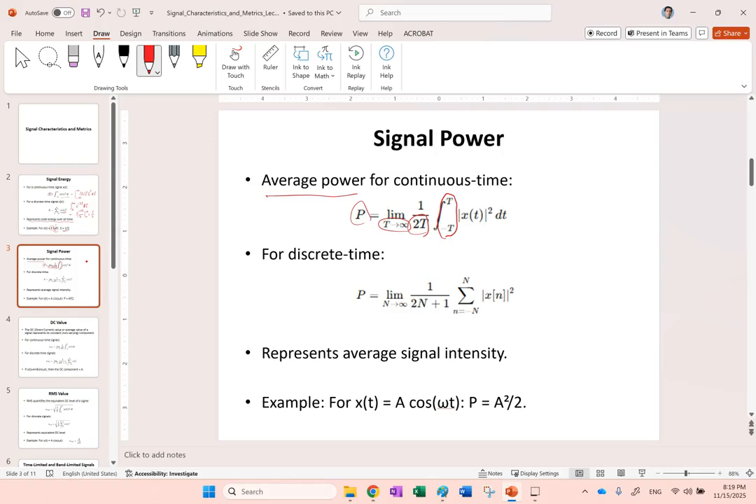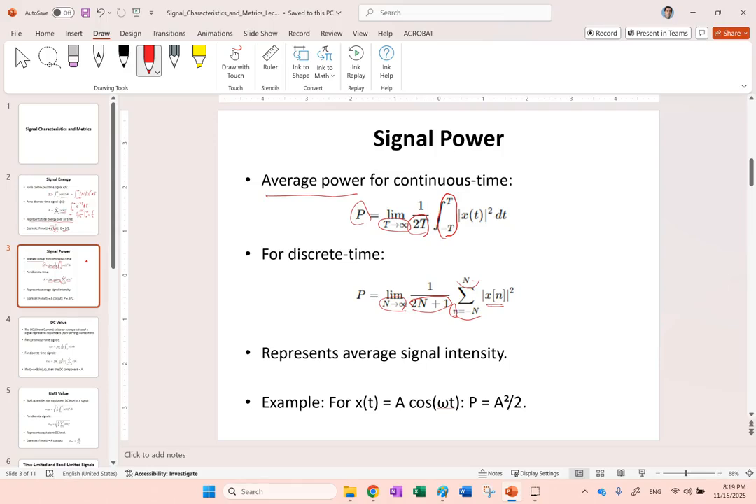Now, if it's discrete, of course, you have to square the signal and sum it up instead of integrating from negative N to N, and divide it by the whole range. Going from negative N to positive N, the total number of samples that you have is 2N plus 1, because there is the sample at 0 in the middle. And then once you divide it, you let N go to infinity. So this is the power for what? For a discrete signal, okay? And of course, it represents the average signal intensity.